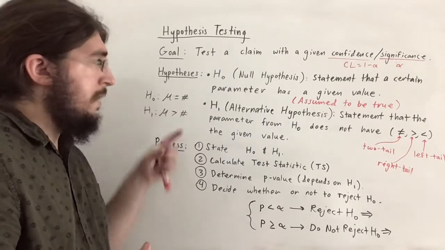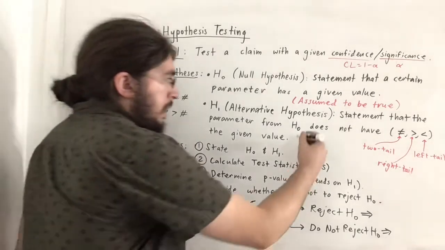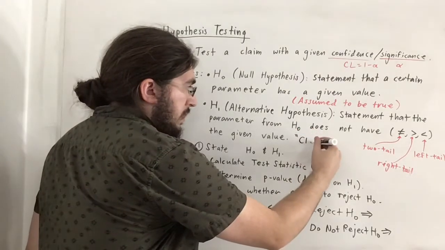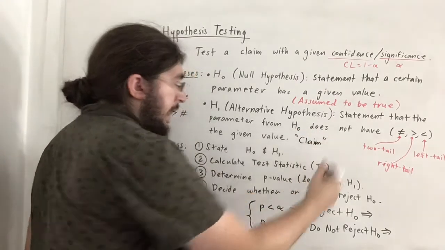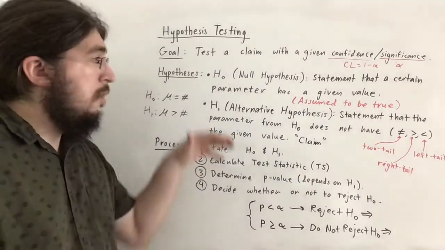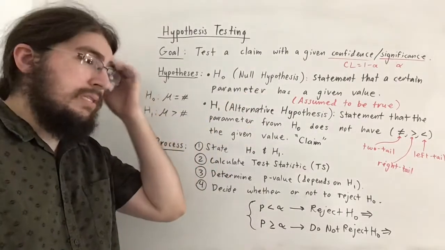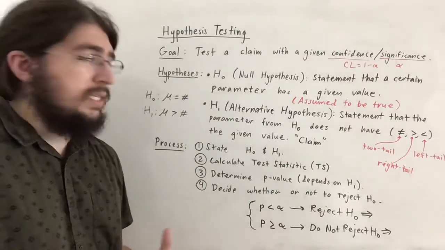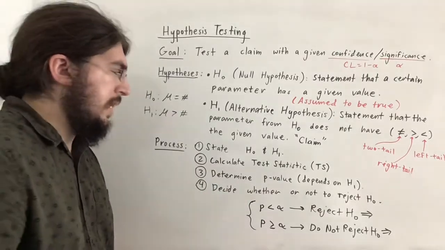Now the actual claim could vary. Usually your claim will be the alternative hypothesis, and in this video that will certainly be the case. But depending on the book, there are certain scenarios where your claim is actually the null hypothesis. It just depends on the wording of the question as well. But we'll take a look at a few examples and see.